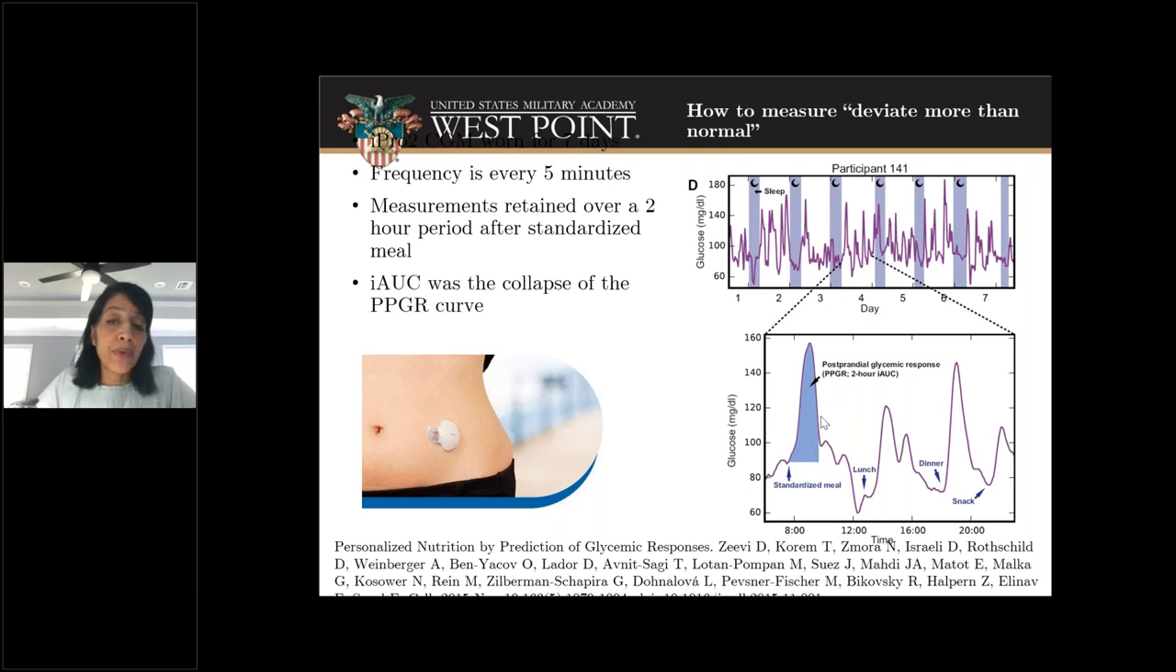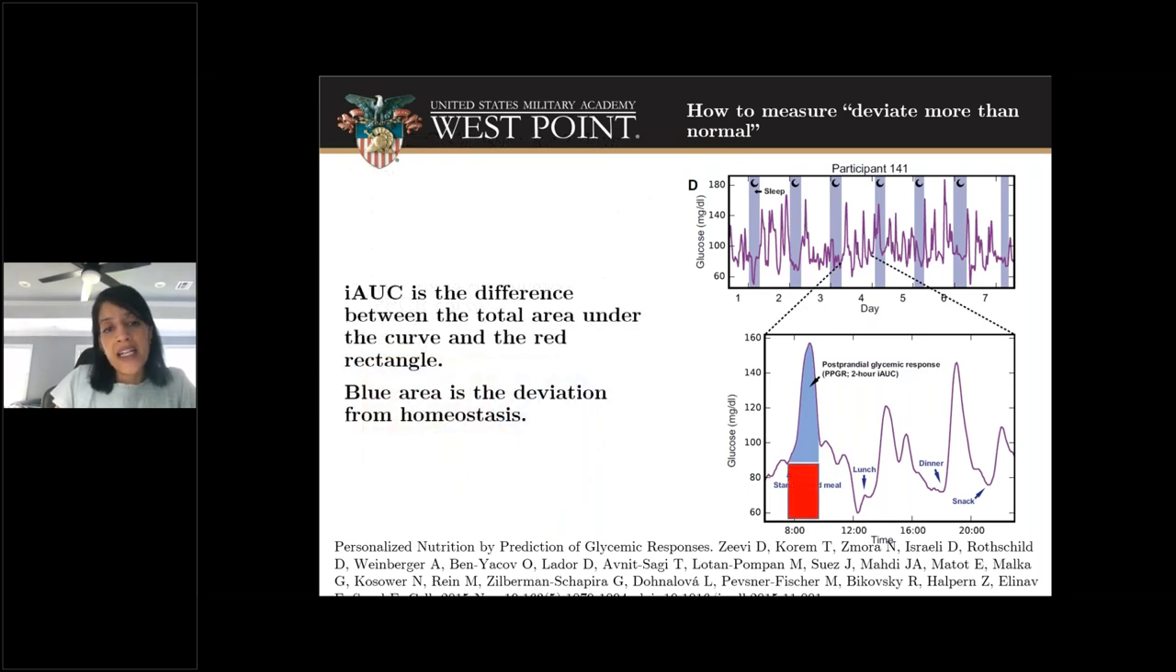And that blue part here, that blue area, is considered the amount of deviation. I consider it the area between two curves. If you remember Calc 2, I think that's where you learn it. You take the integral of the top curve, and you throw out the integral of the bottom curve, which is a horizontal line, but you're throwing that out. That's called incremental area under the curve. And that's what they're using in the Zeevi study as the primary endpoint.